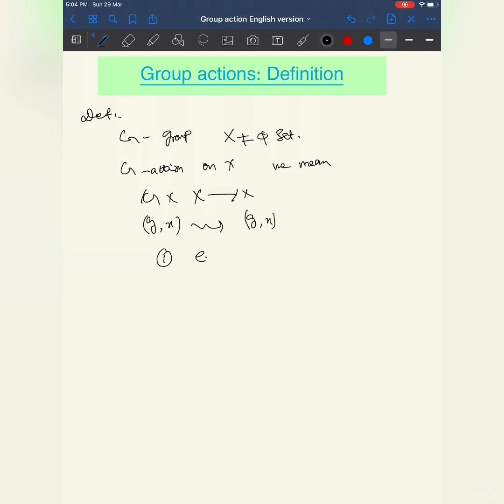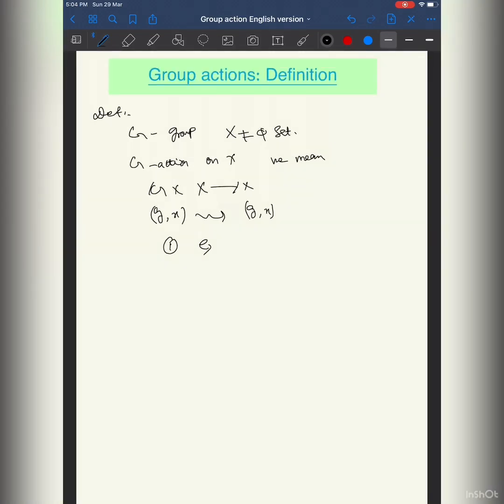First condition: identity comma x equals x, for every x belongs to X. Second condition: (gh) acting, this is group multiplication, then acting, is the same as first h acting, then g acting. Okay, these two conditions are the fundamental thing.